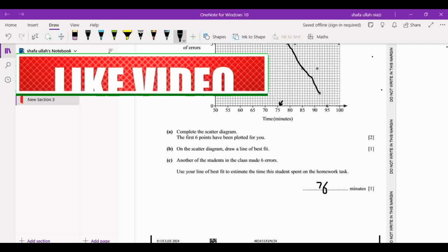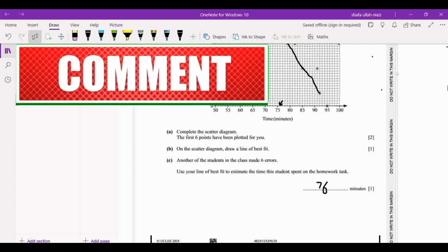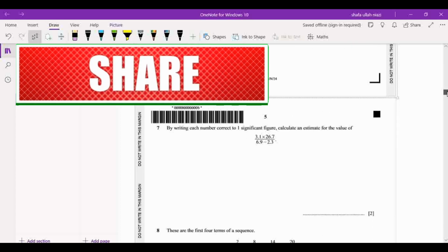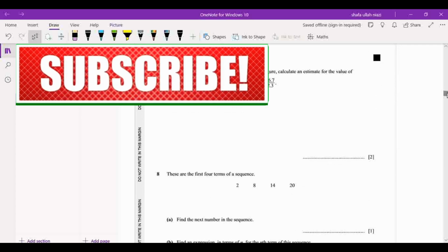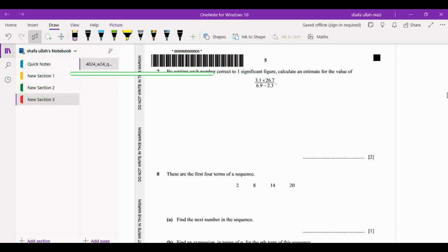Next is number 7. By writing each number correct to one significant figure, calculate an estimate for the value of this. So here, 3.1 is 3 correct to one significant figure, and 26.7 is 30 correct to one significant figure.